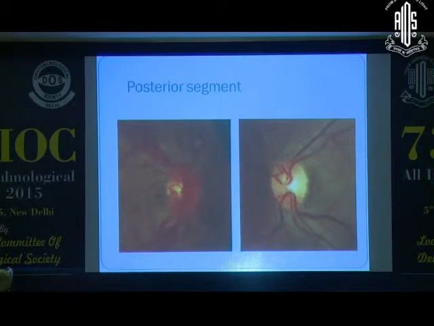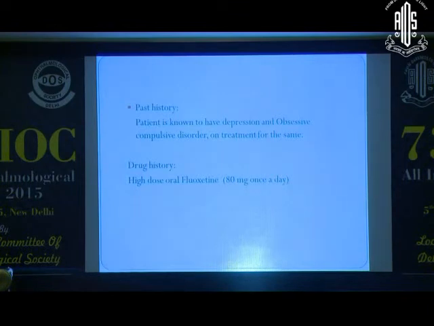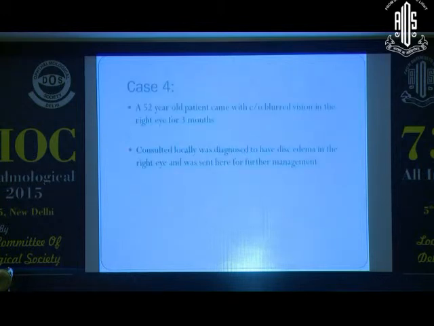So we went back and asked the patient what exactly his past history was. The patient had depression and an obsessive compulsive disorder and was undergoing treatment for the same, and he was using a high dose of oral fluoxetine. So this was the reason why he developed this. Oral fluoxetine at a very high dose itself can be a cause for thrombovascular disorders. So we stopped the drug and he's fine now.